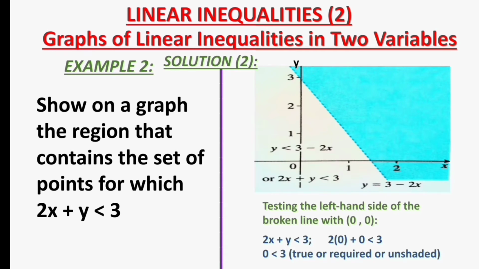To start with, let's test the left hand side of the broken line with any convenient point on the left hand side. Here we are testing with the point x is 0, y is 0, representing the origin on the left hand side of the broken line. We substitute these values into the original linear inequality, which is 2x plus y is less than 3. When we substitute x is 0 and y is 0, we have 2 times 0 plus 0 is less than 3. That gives us 0 is less than 3. Of course, 0 is less than 3 is true. That makes the left hand side of the broken line the required or unshaded region.